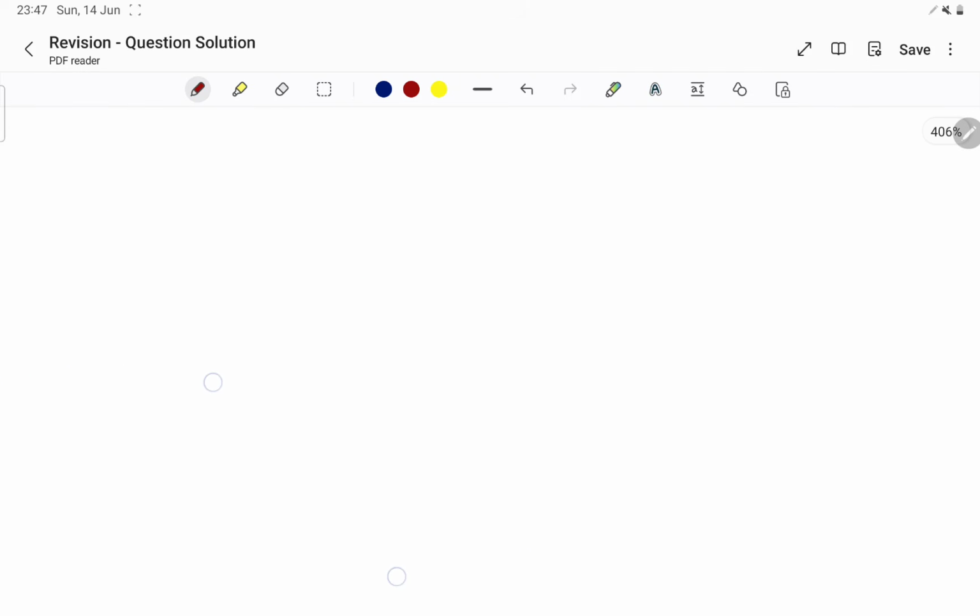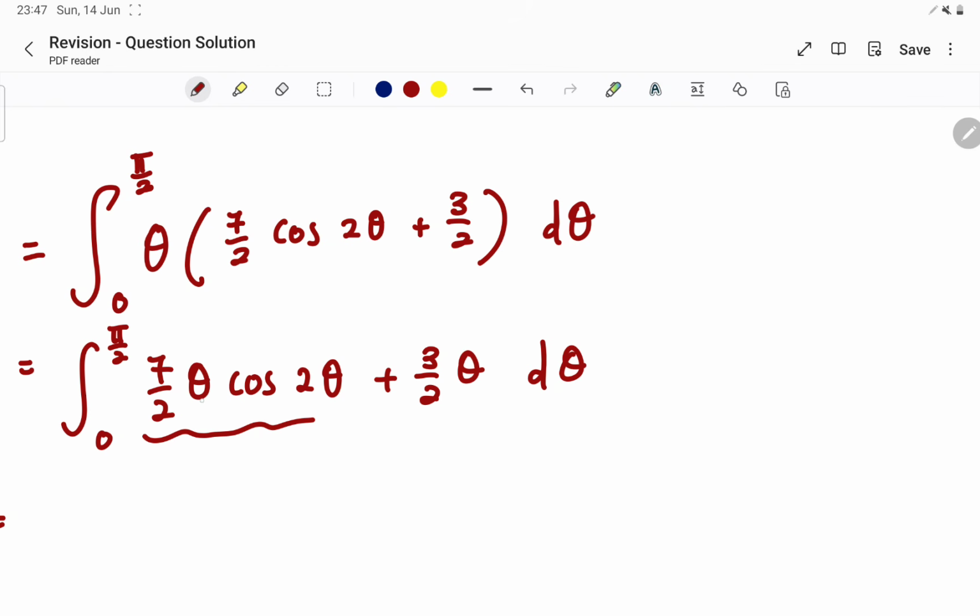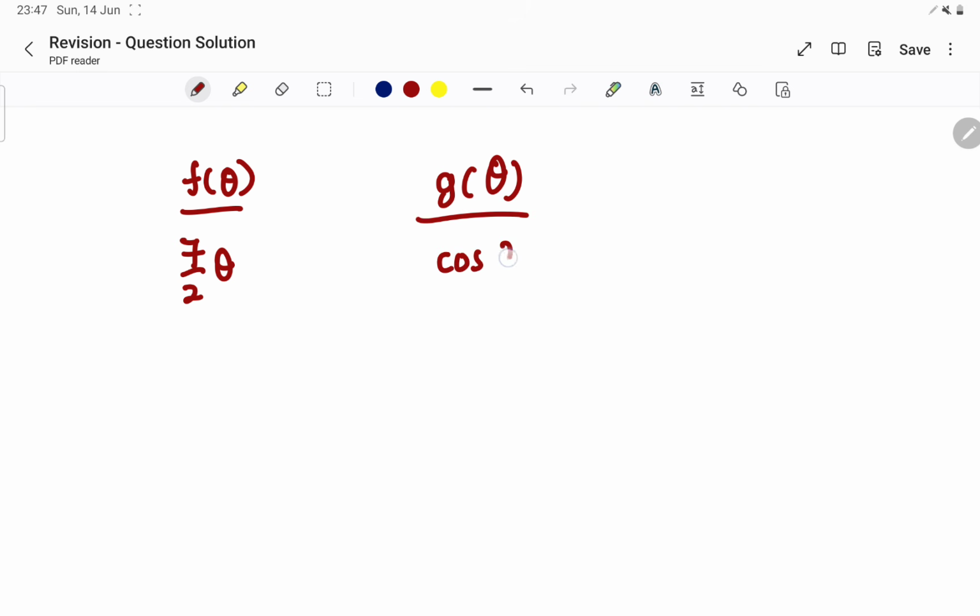So here, our algebraic is 7/2 θ, and our trigonometric is cos 2θ. So we separate them: f(θ) equals 7/2 θ, and then g(θ) is equal to cos 2θ. And then for f(θ) you have to differentiate, for g(θ) you have to integrate.